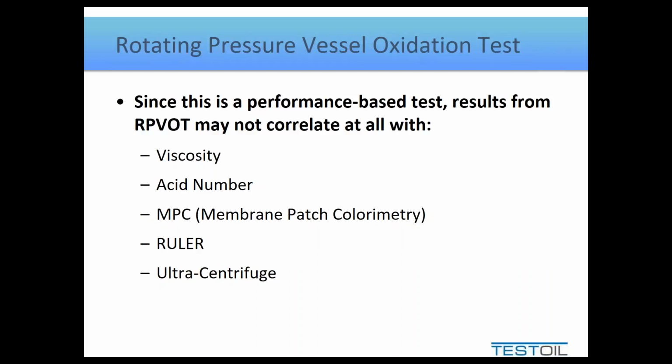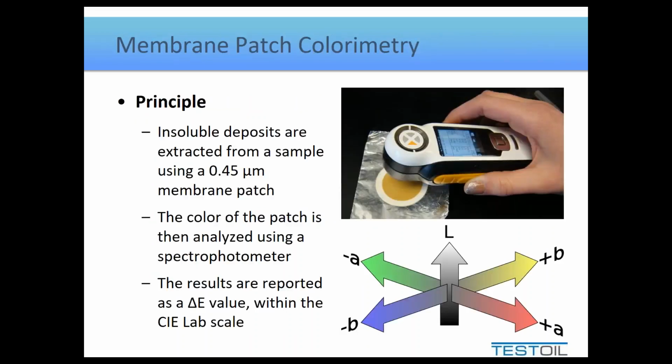So just to help explain this a little bit further, let's go through those other tests that are listed. Now, we've already talked about viscosity and acid number, so we can move right on to MPC. Now, with MPC testing, what we're doing is we're taking a sample and we're running it through a 0.45 micron piece of filter paper. So we typically call these membrane patches or just a patch. Now, after we've run the fluid through the patch and we've dried it, we analyze it with a spectrophotometer. If you're saying, what's a spectrophotometer? Well, it's the same instrument we use in a hardware store to color match paint. It's an instrument that very accurately measures color.